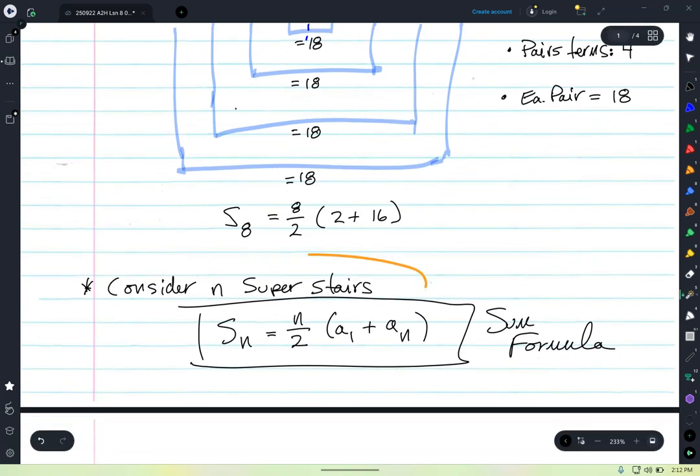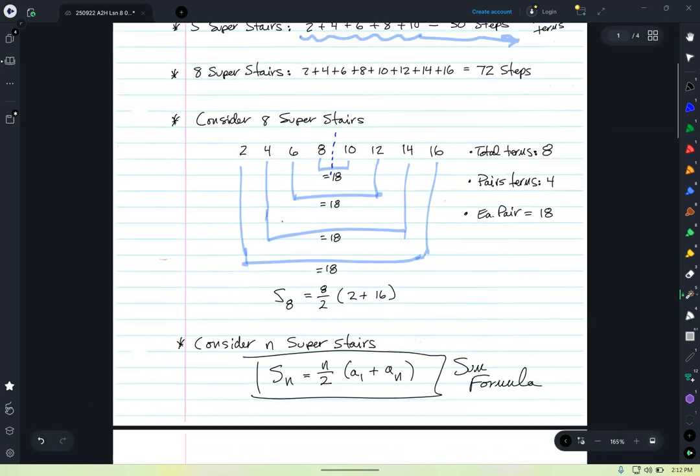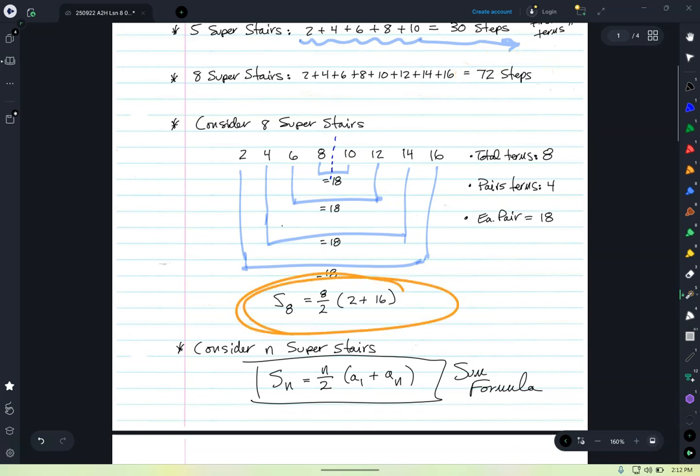We figured out that we could write it in a generic formula where if we knew the number of terms we wanted to add together, we could break that into pairs. So if we wanted to sum the first 8 terms in a sequence, we could break that into pairs, take the first term and the last term, add those together, and run it through that formula. When we added these all up by hand, we came up with 72 steps, and when we plugged it into our formula, we also came up with 72. Everybody good so far?